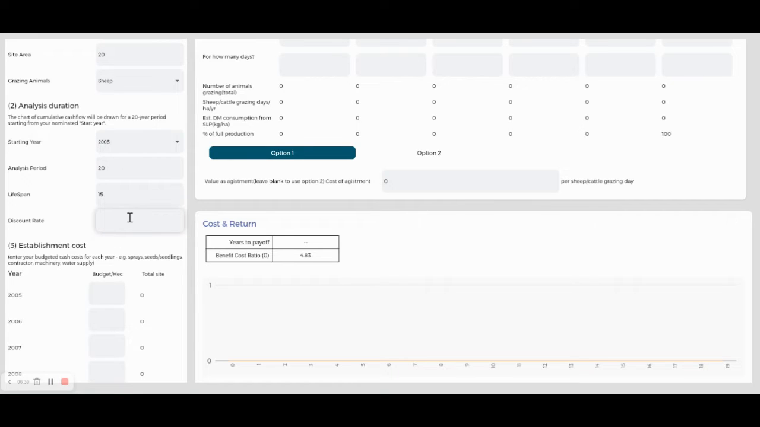And the final input in this section is the discount rate. This is the equivalent of an interest rate. So what interest rate are you earning in the bank is one way to think about it. And perhaps a better way to think about it is the return that you would achieve if you invested your money in an alternative investment on your farm. So what's the other next best option for improving productivity on your farm, and what sort of return on investment would you get from that investment? So we'll work on 4%. That's a fairly typical discount rate for investment analyses at the moment.